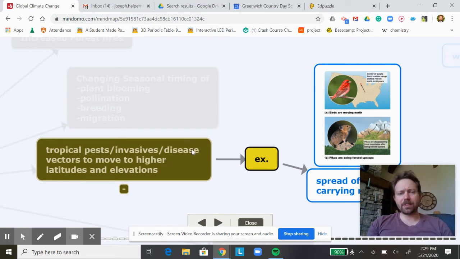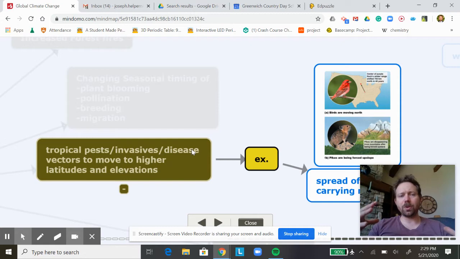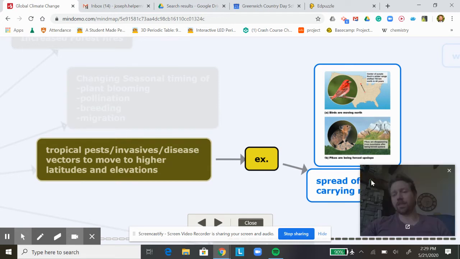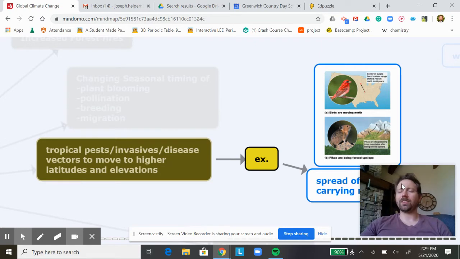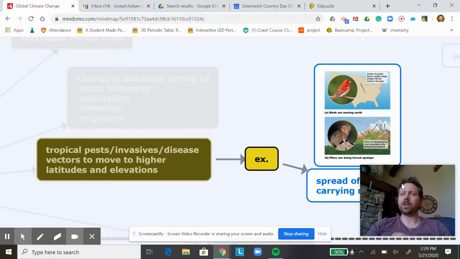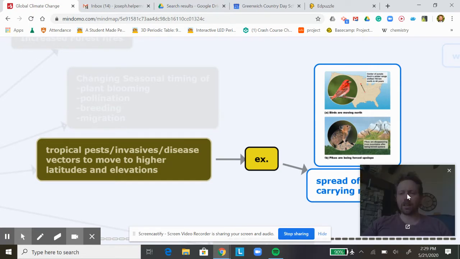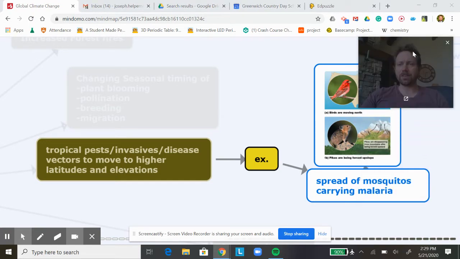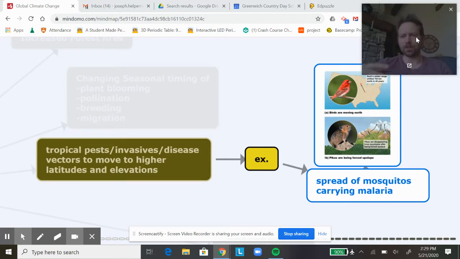Tropical pests, invasive species, and disease vectors tend to move to higher latitudes and higher elevations because temperatures are rising. And so you see the spread of diseases that are particularly tropical, and they're starting to spread across the United States. Malaria will spread as a result because the vectors for it, mosquitoes, are spreading as well.